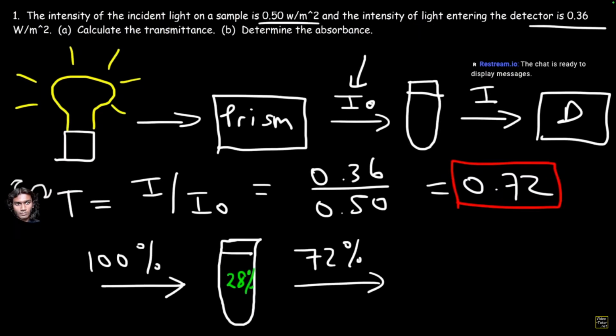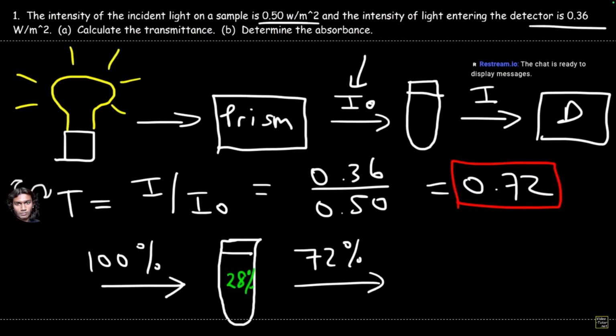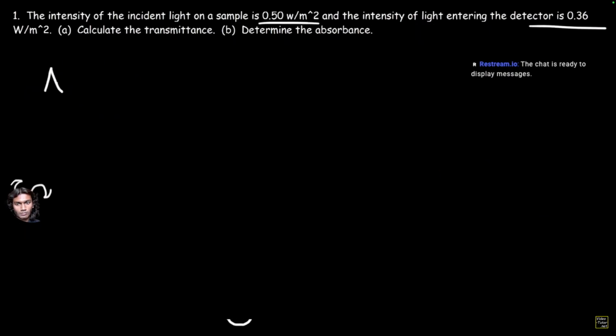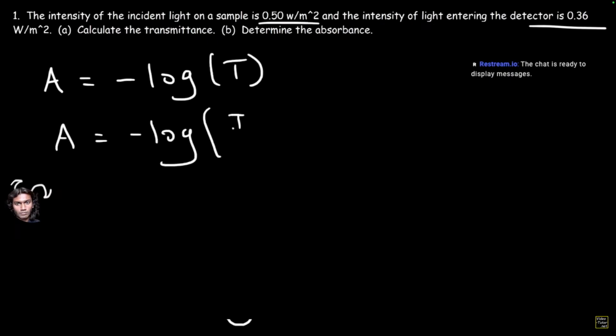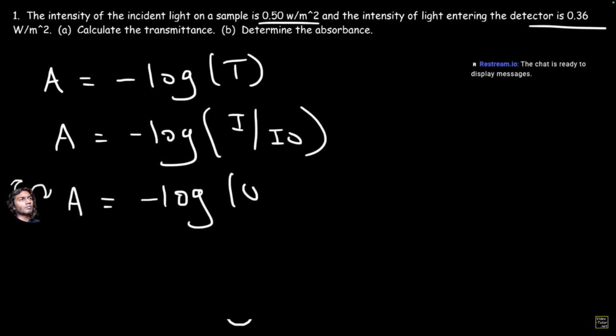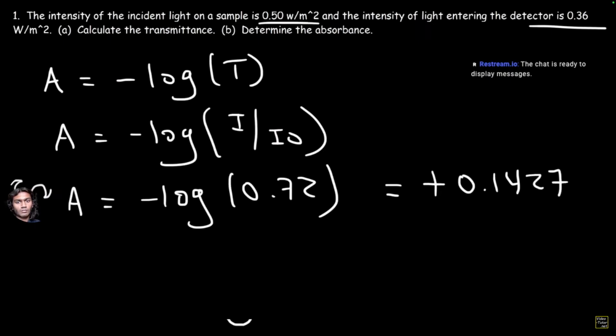Now that you understand the basic concept of transmittance, let's calculate the absorbance. The absorbance is equal to the negative log of the transmittance, or negative log of I over I0. We know the transmittance is 0.72. So if we take the negative log of 0.72, that's going to equal positive 0.1427. And that is the absorbance of the sample.